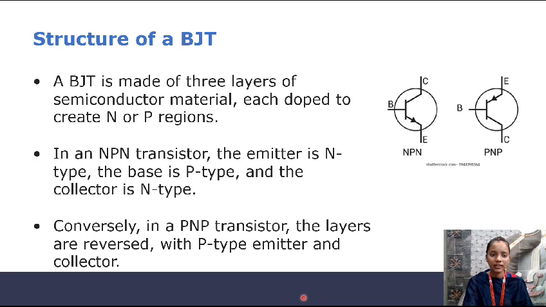Structure of a BJT. A BJT is made up of three layers of semiconductor materials, each doped to create N-type region or P-type region. In an NPN transistor, the emitter is N-type, the base is P-type and the collector is N-type. Conversely, in a PNP transistor, the layers are reversed with P-type emitter and collector.